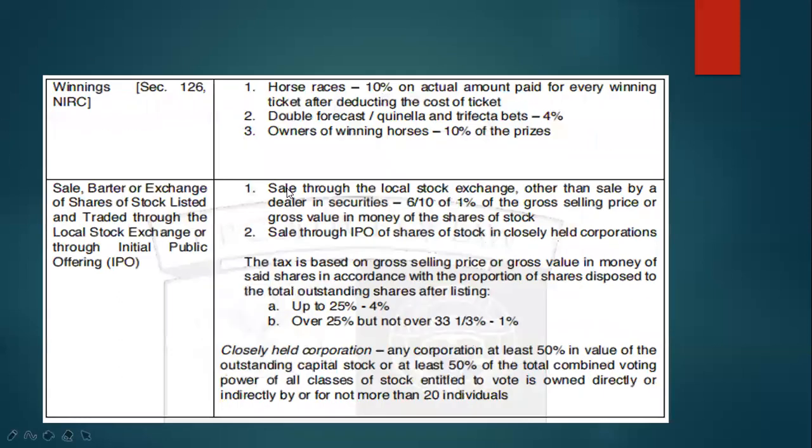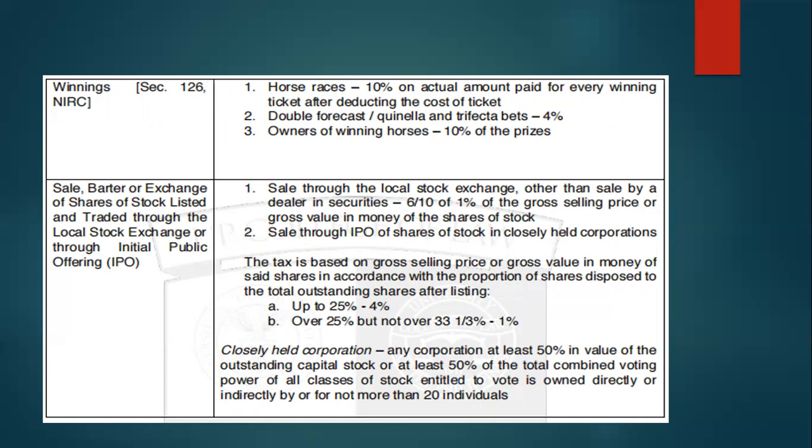Okay. So winnings, this is Section 126. So horse races, that's subject to 10% on the actual amount paid for every winning ticket after deducting the cost of the ticket. For double forecast or quinella and trifecta bets, that is 4%. And the owners of winning horses, 10% of the prizes. That is the percentage tax.